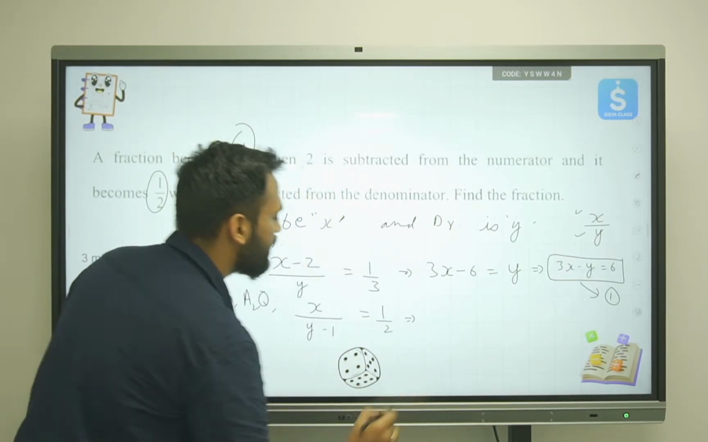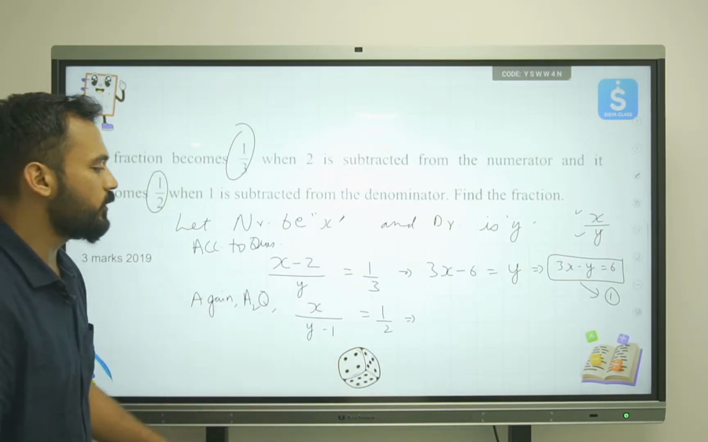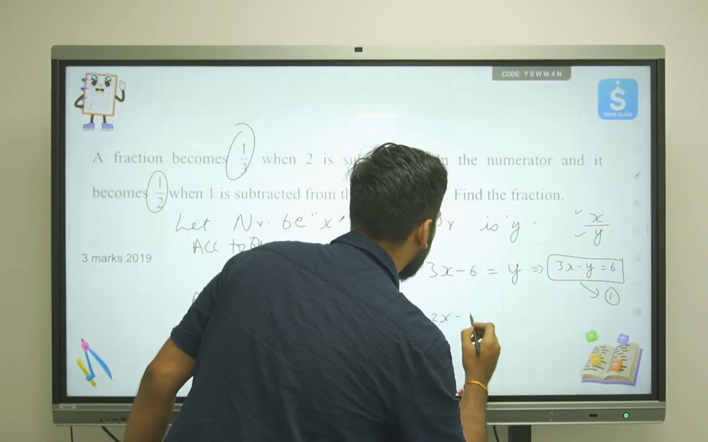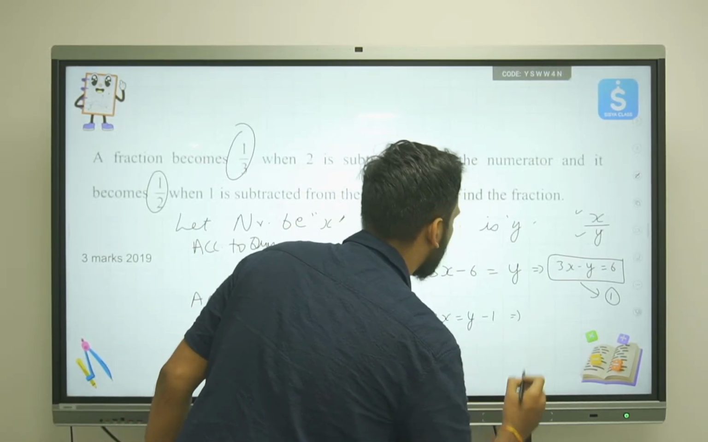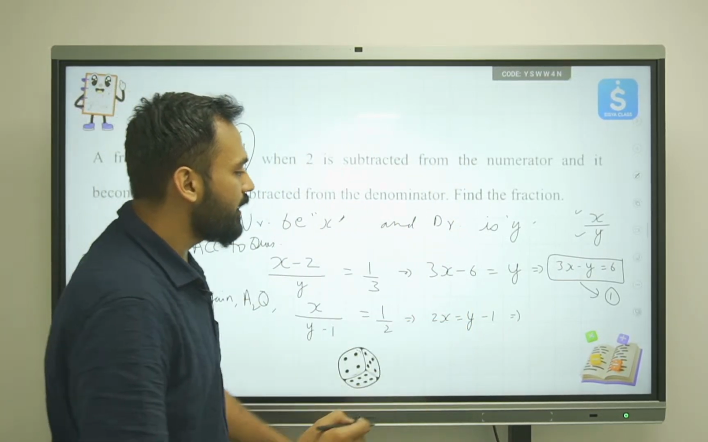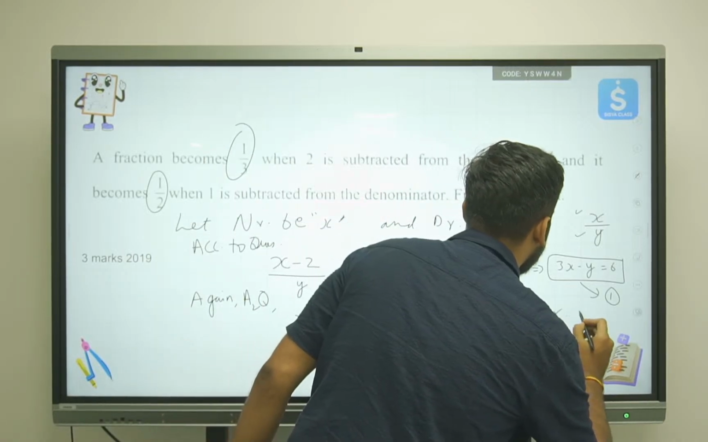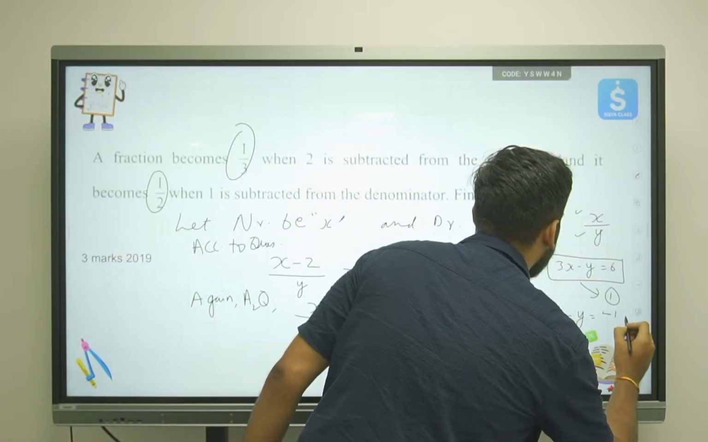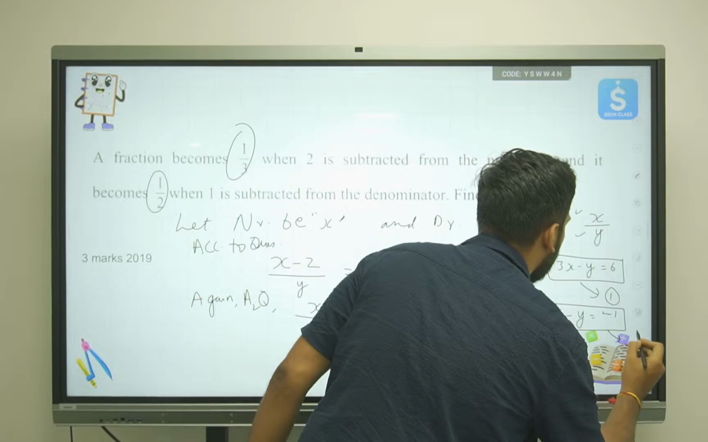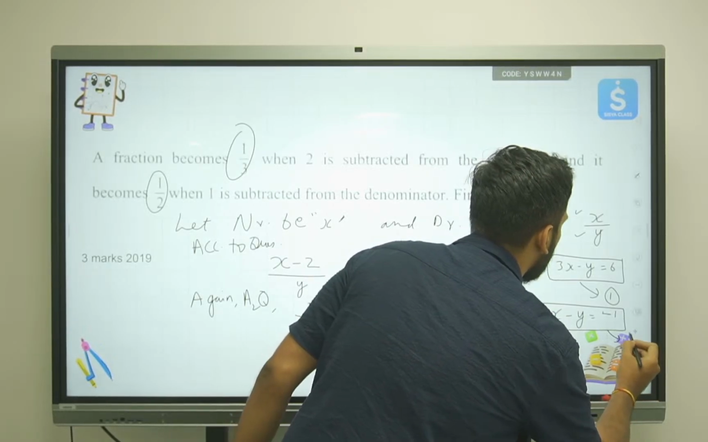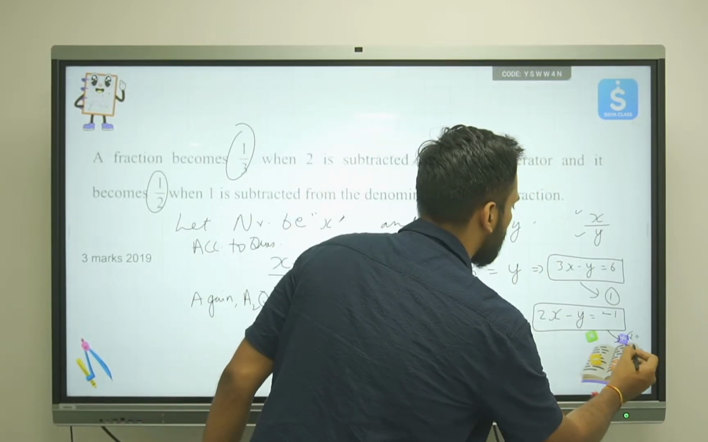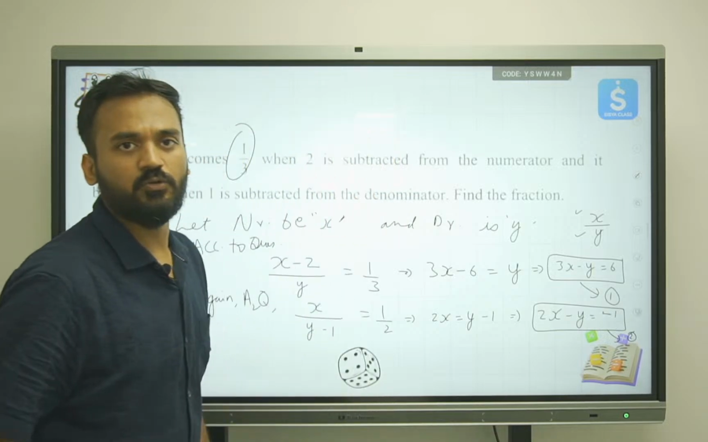Let's simplify this, cross multiply. 2x is equal to y minus 1. When we simplify this, 2x minus y is equal to minus 1. Let me write this as equation number 2. This is equation 2. So equation 1 and 2, let's try to solve.